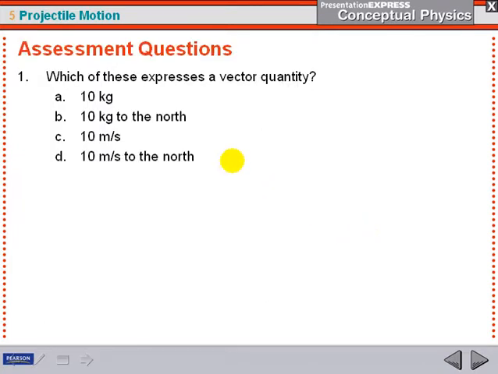So I'll show you a video on that one when I get a chance. So which of these expresses a vector quantity? Let's take the quiz.